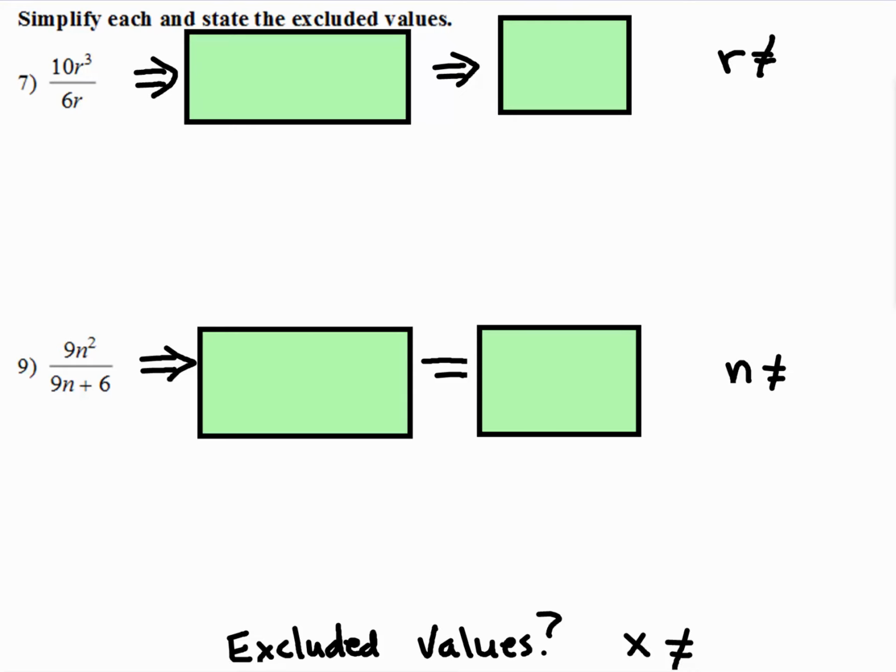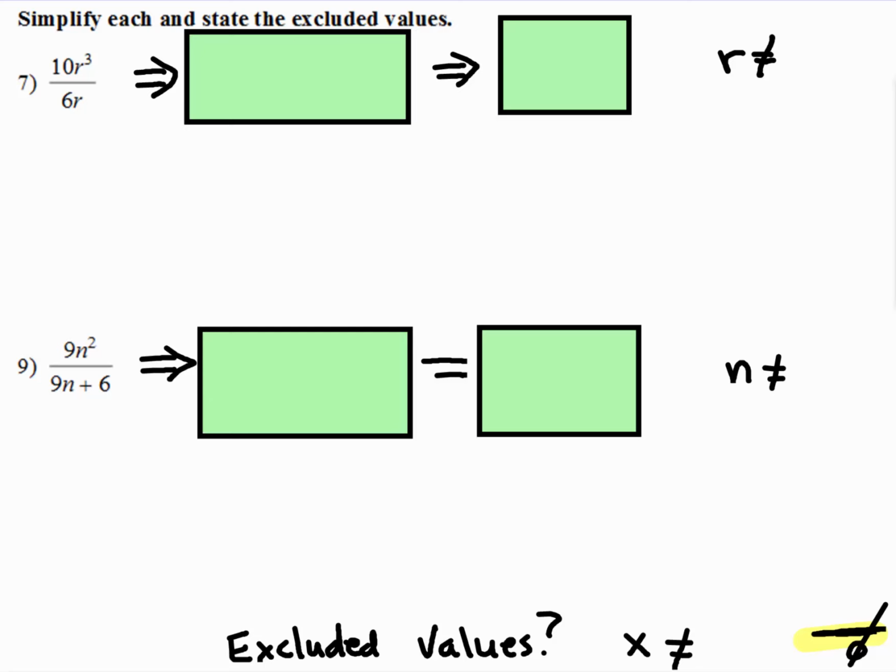Okay, now we're just going to simplify expressions, and this time this tells us we need to state the excluded values. And when you're dealing with fractions, what is the one number that cannot go in the denominator? That's right, 0. You cannot have a fractional expression with 0 in the denominator.